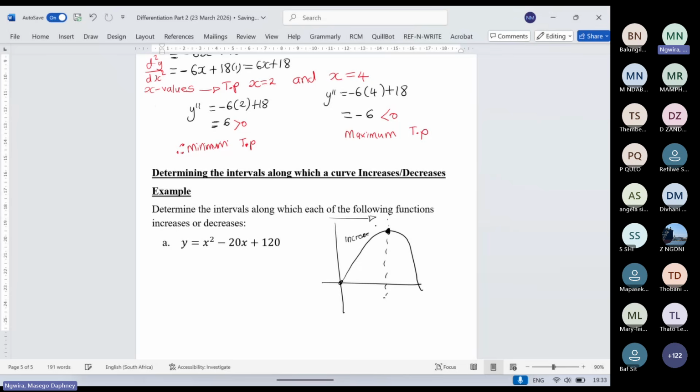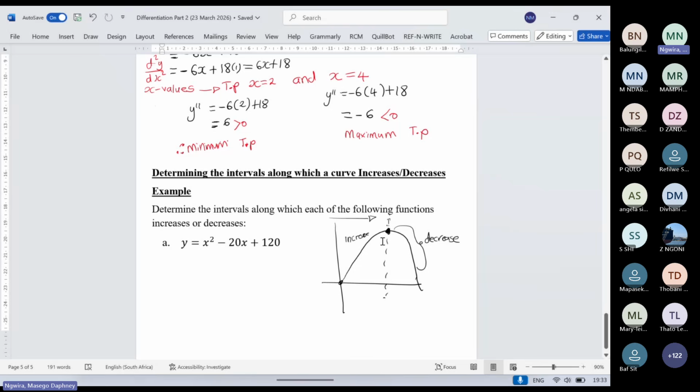And then at the turning point, when I start moving from here going down, this side is decreasing. Because for us to see whether the graph is increasing or decreasing, we move from left to right. You take your ruler and you move from left to right. Moving from here to there, you'll see that the graph is increasing. And then from the turning point, it starts dropping. That's what we call decreasing. So we are looking for the interval.